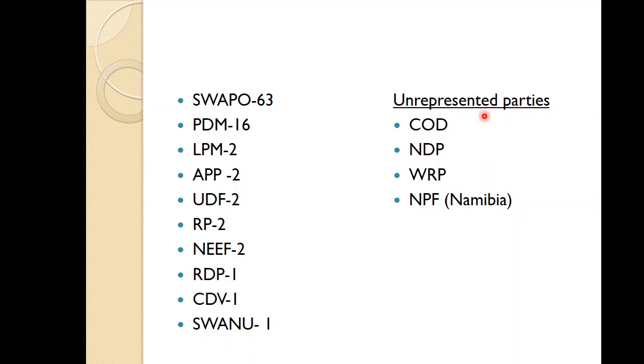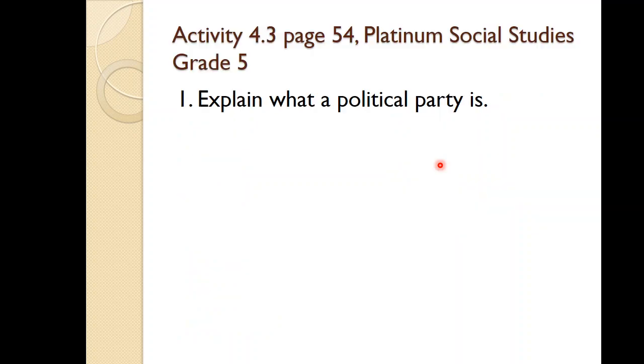And then the unrepresented parties: we have COD, Congress of Democrats. They don't have a representative in Parliament. NDP, National Democratic Party, Workers Revolutionary Party, and National Patriotic Front of Namibia. They don't have representatives in the National Assembly.